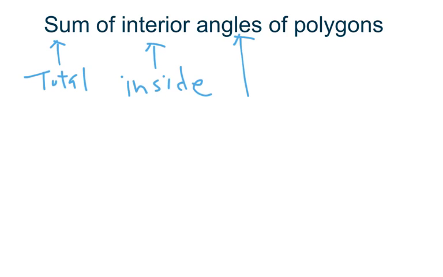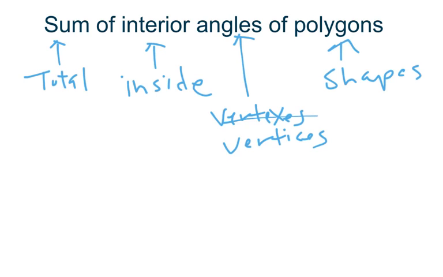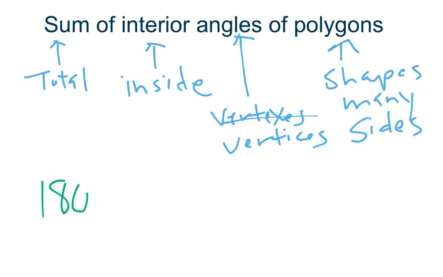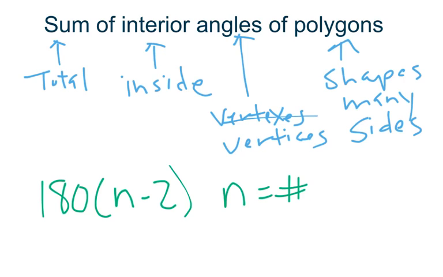Angles are where the vertexes are, where any two lines meet. Or I guess vertices is the plural of vertexes. I'm in math mode, not English. And then polygons are just shapes with many sides. Poly means many or multiple. So the equation for this is 180 times n minus 2, where n equals the number of sides a polygon has. So with that in mind, let's try number 1.